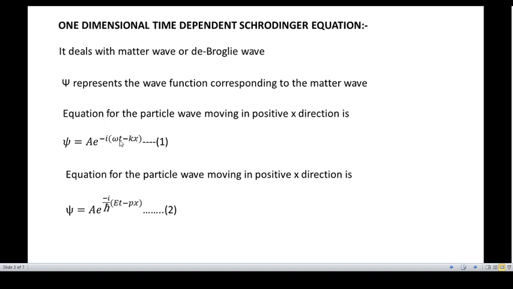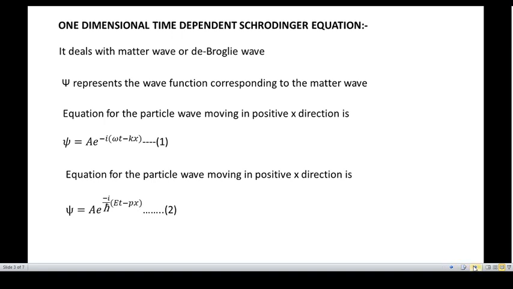If you are not able to remember this, you just remember this equation directly, that is, the equation for a particle wave moving in a positive x direction is given by psi is equal to A e power minus i by h cross into (Et minus px). This is equation 2. This is an important equation for arriving at the time-dependent Schrodinger equation. So what we have to do is differentiate this with respect to t and with respect to x to get some of the important equations.